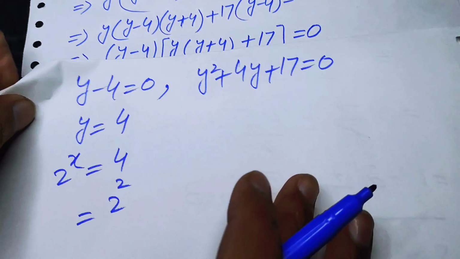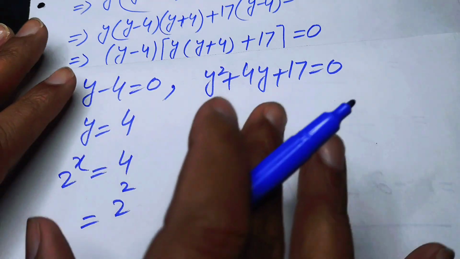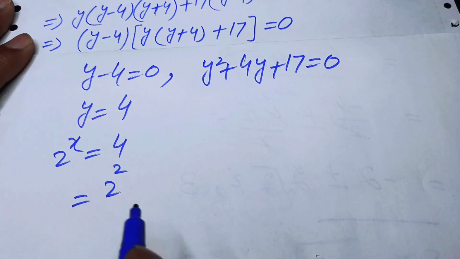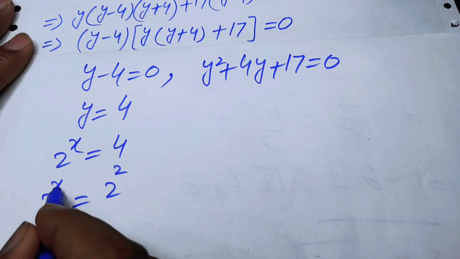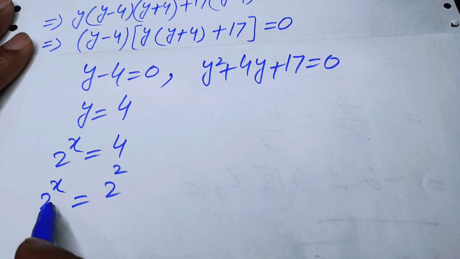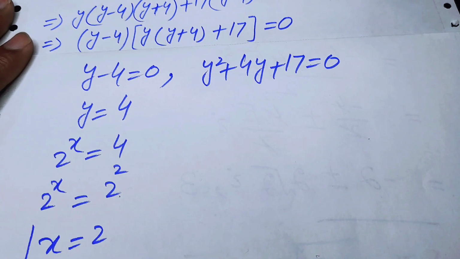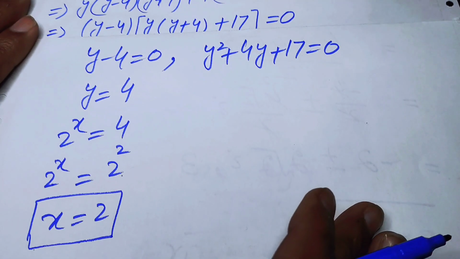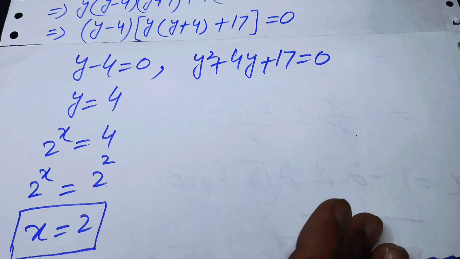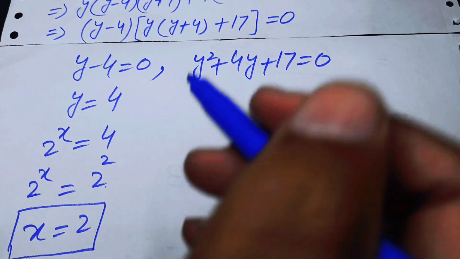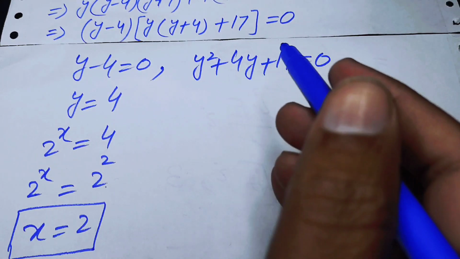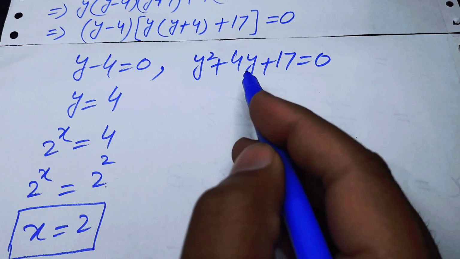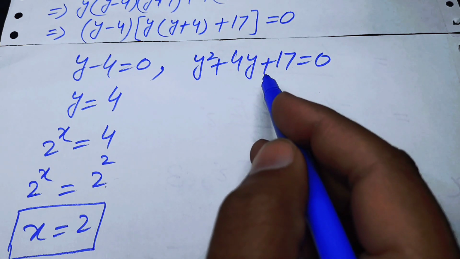Now when you compare both sides, you can see that the bases on both sides are the same, so the exponents are equal. So we get x is equal to 2 as one solution of the given nice exponential equation. Now we first check how many real solutions of this quadratic equation exist.